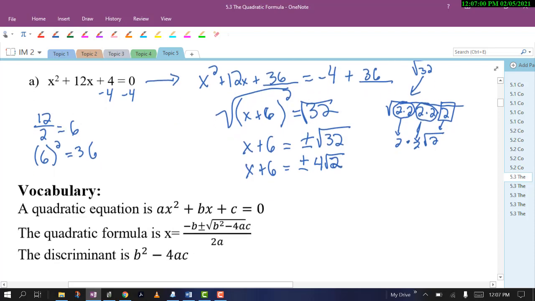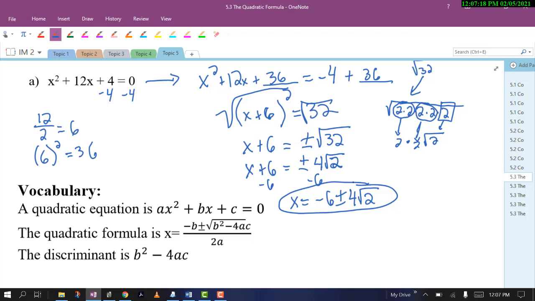Not done yet because we don't have x. We subtract 6. So x equals negative 6 plus or minus 4 root 2. You could put the 4 root 2 first, make sure the plus or minus is in front of it, and that would work the same as well.